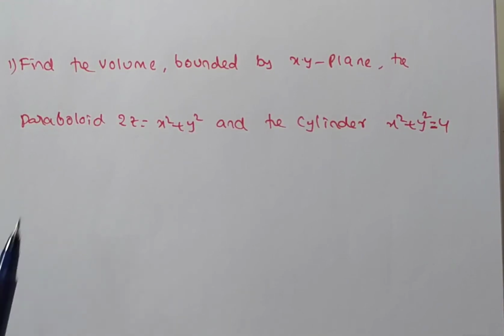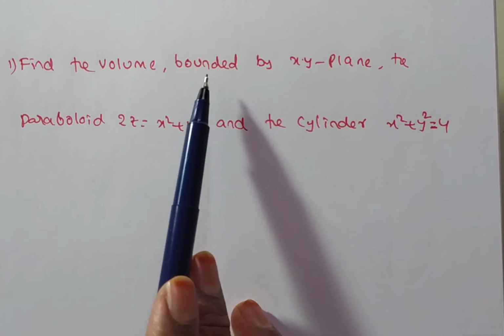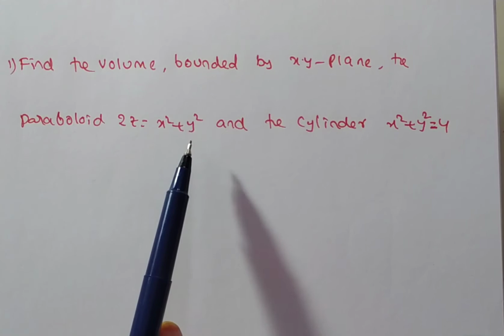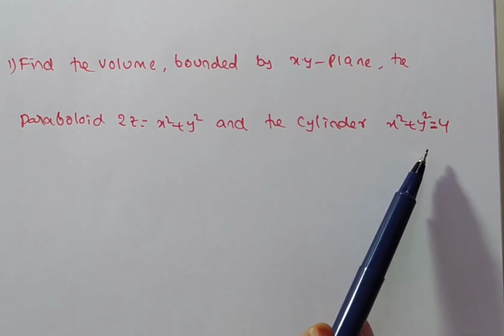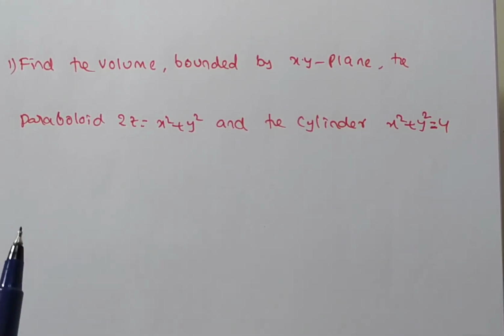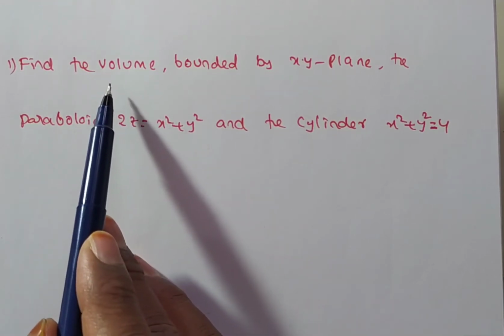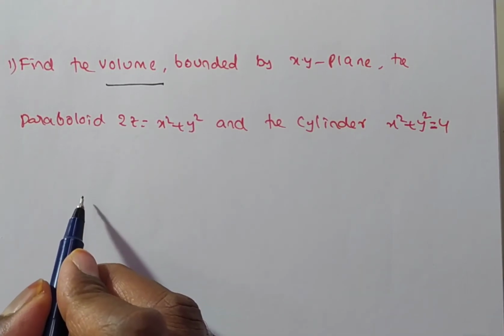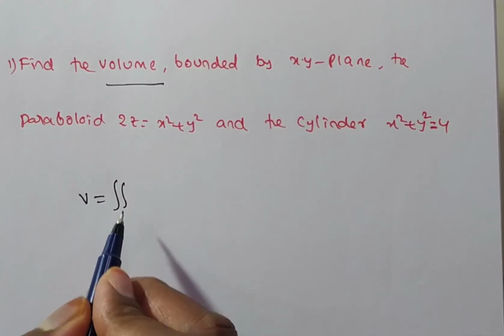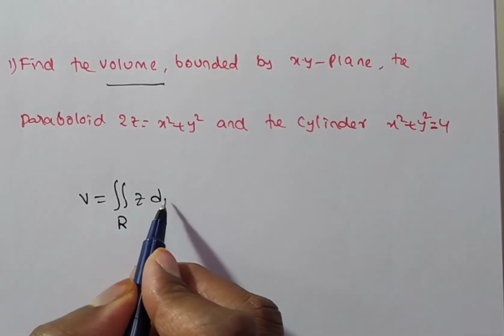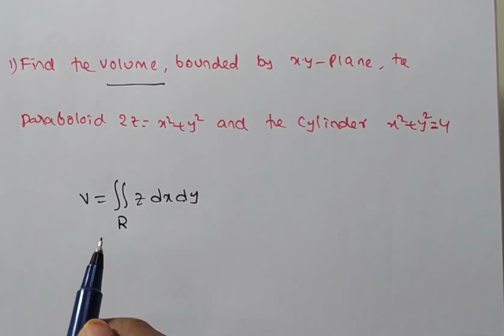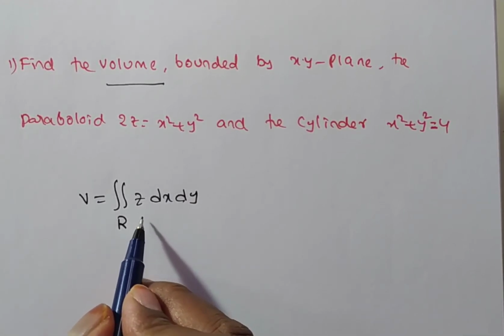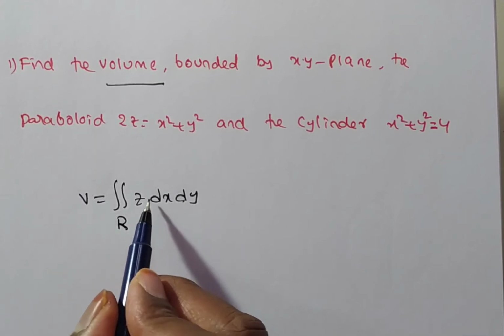Friends, the given problem is: find the volume bounded by the xy plane, the paraboloid 2z equals x square plus y square, and the cylinder x square plus y square equals 4. By observation, we are finding the volume above the xy plane. What is the formula we have? The volume formula is V equals double integral over R of z dx dy. To find the volume, we require the z value and the region in the xy plane.